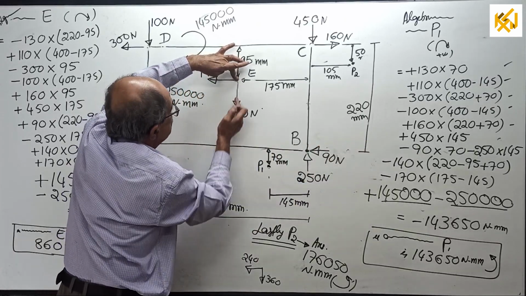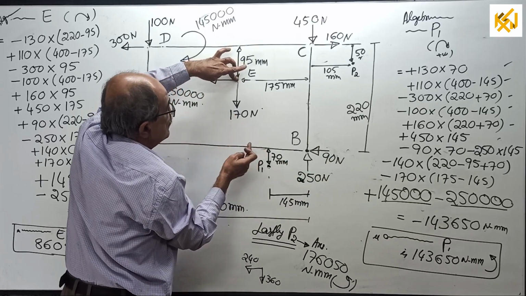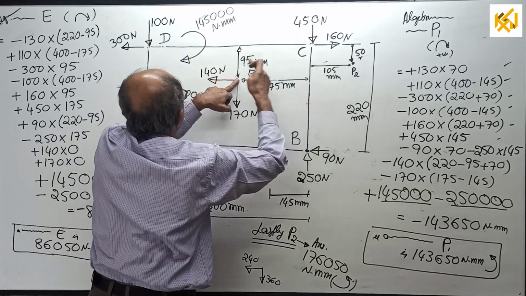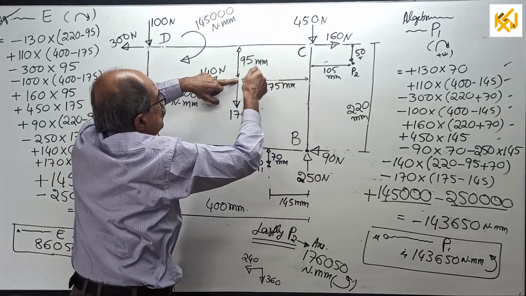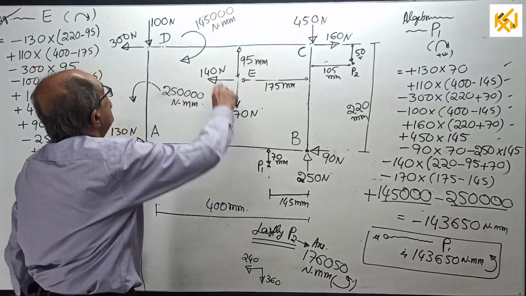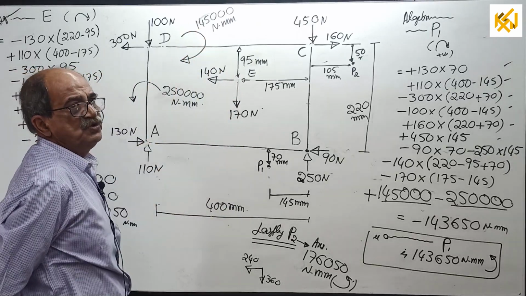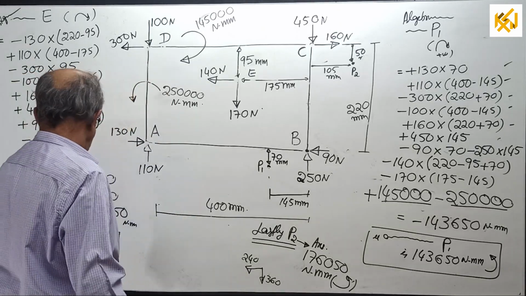90 into this distance, 220 minus how much? Where is the point? 95. Lastly, 250 into 175. Now I can remove the finger. Plus 145000 minus 250000. You will get the answer.